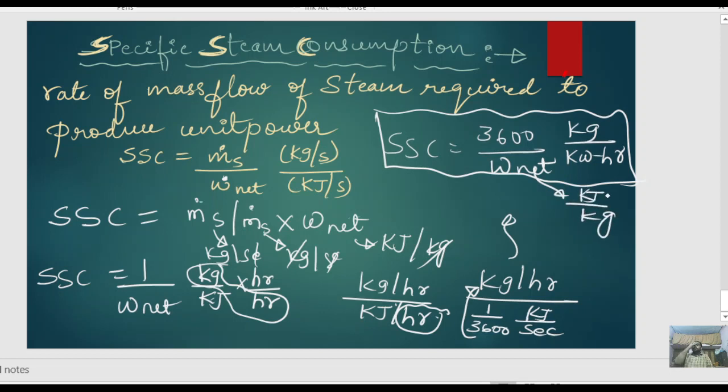This is all about the analysis of the simple Rankine cycle and Carnot cycle. Write down all these formulas, which will help you solve the problems. In the next video we will discuss the problems.